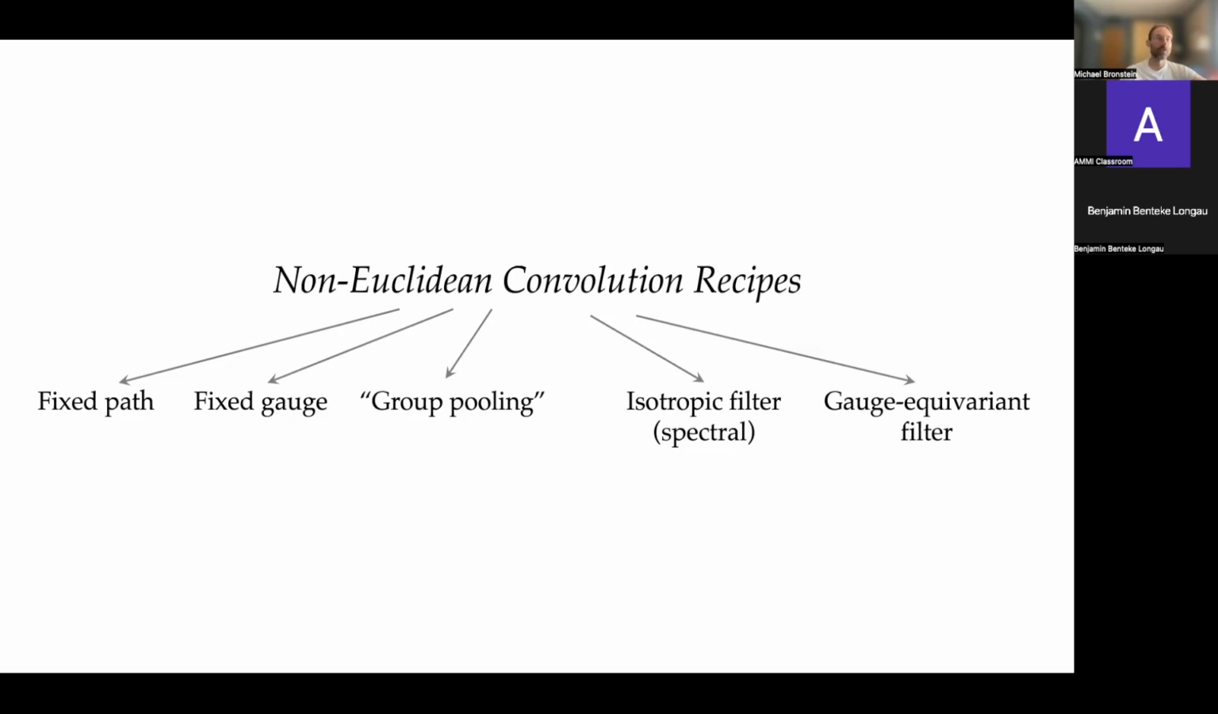We can also say that, okay, if I have an ambiguity such as rotation, let's do a form of pooling over all possible rotations. Then, again, if I have an ambiguity of rotations, I can say that I have a filter that is isotropic, so it's rotationally invariant, and then it doesn't matter how I rotate the local frame. And finally, and this is what Taco will be describing in his next lecture, we can have a filter that is gauge equivariant. So it will change in the same way as if I change the system of coordinates. Okay, so I will focus mainly on these three possibilities of fixed gauge, group pooling, and isotropic filters.